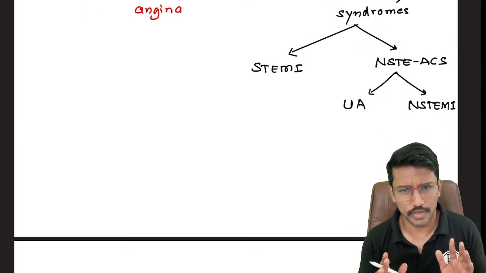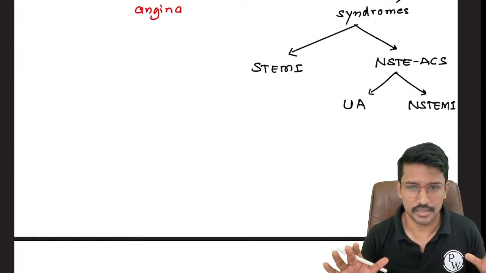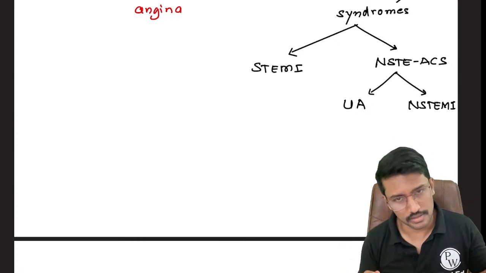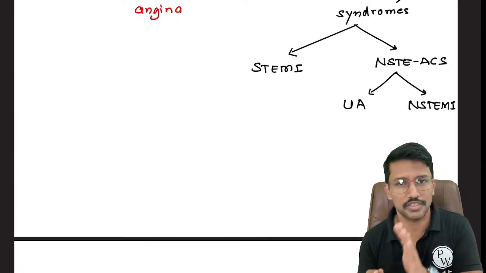I hope we have a fair idea about the spectrum of ischemic heart disease. On the chronic side, we have stable angina cases. On the acute side, STEMI, unstable angina, and NSTEMI.